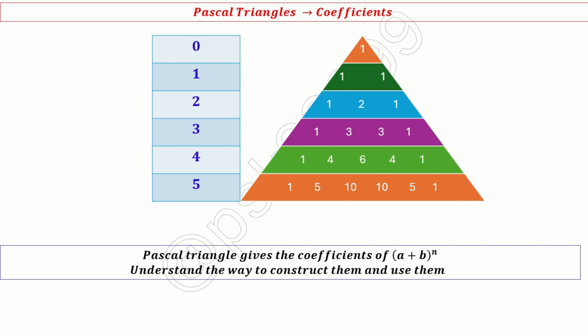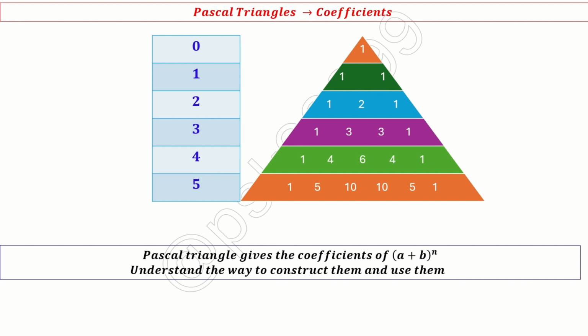Now, even in this method, the problem is, if it is power 10 and I want only the middle term, I don't need all this. So do I need to construct all this to find out the coefficient for the power 10?